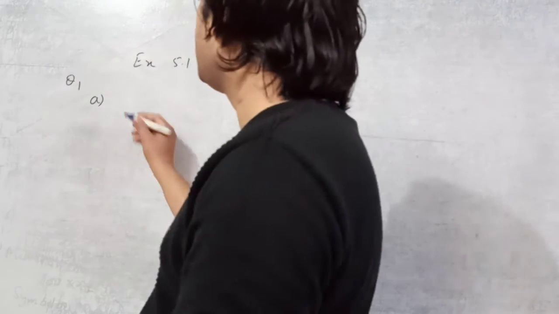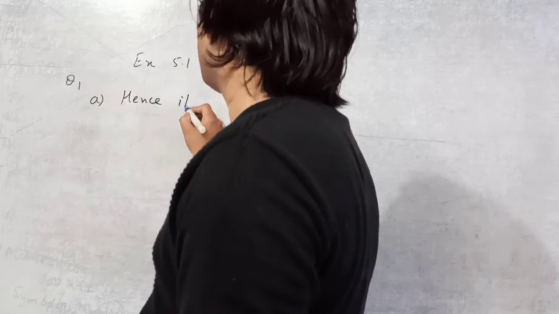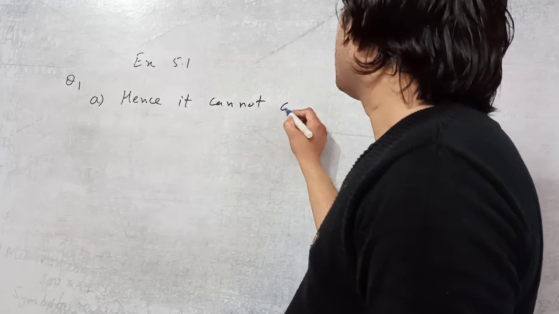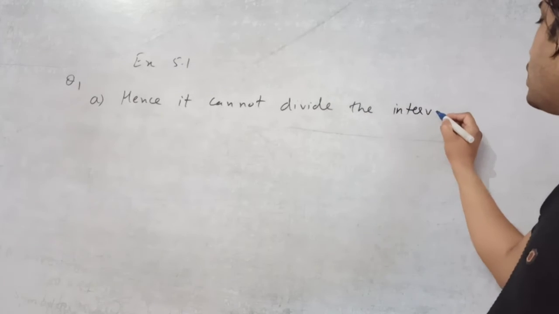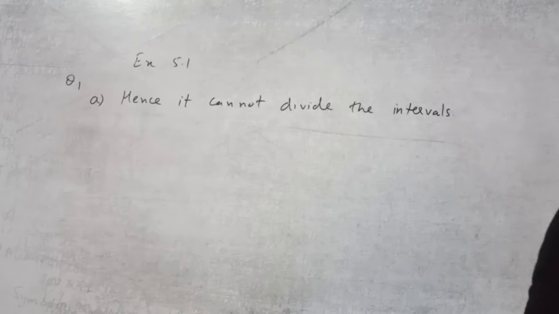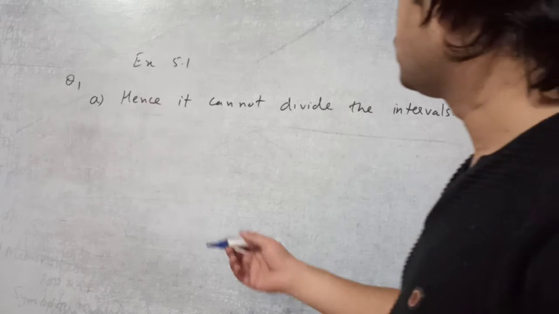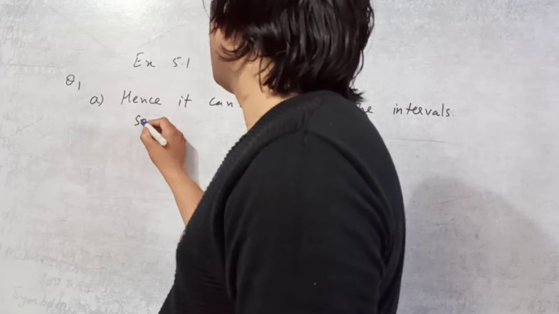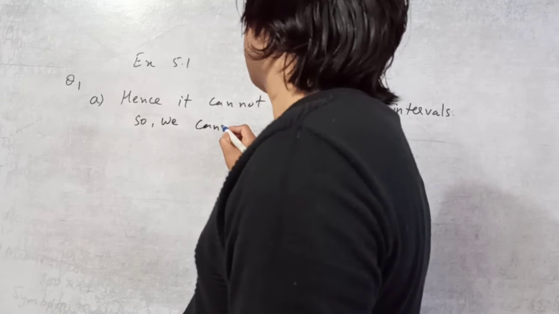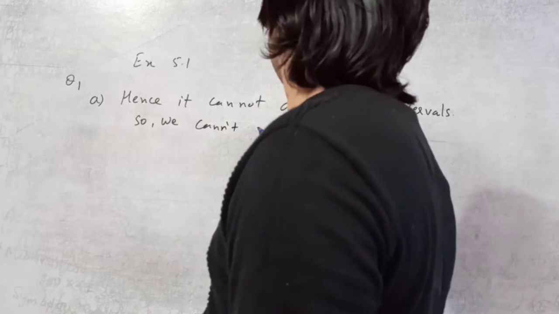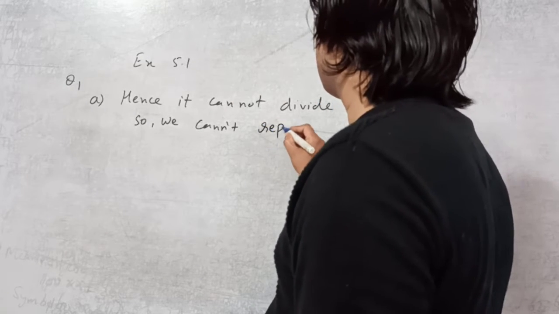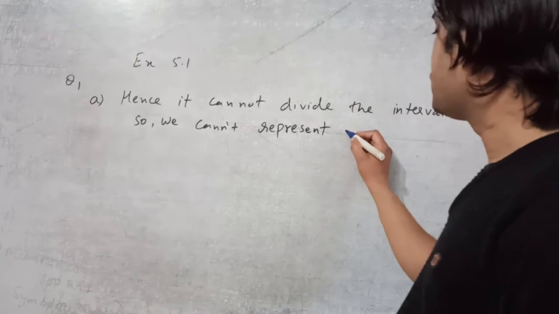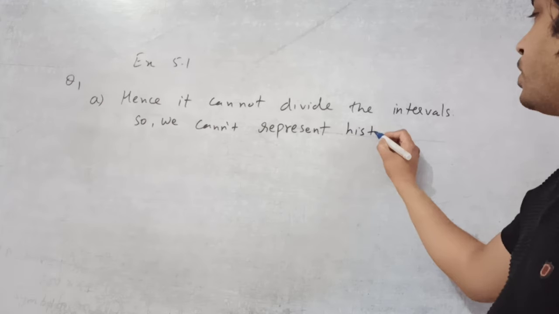So here we will write: hence, it cannot divide the intervals, so we can't represent it as a histogram.